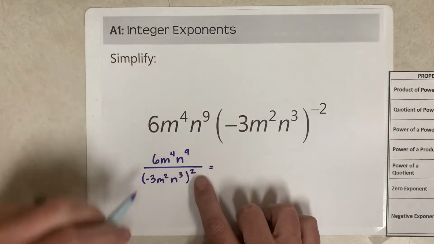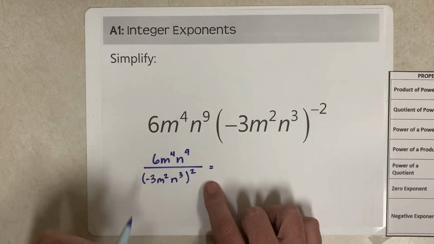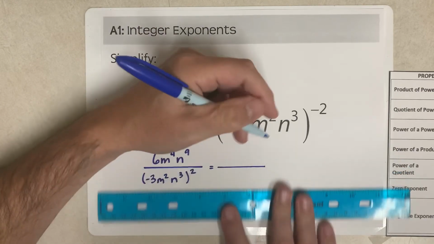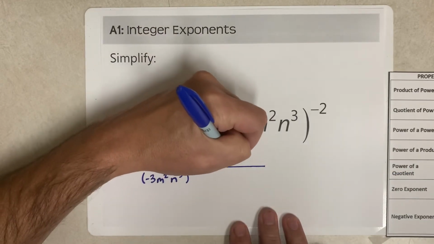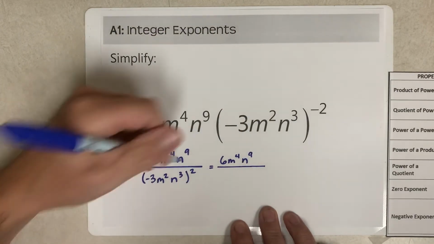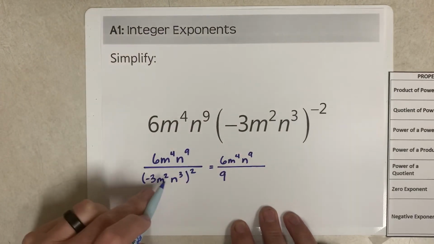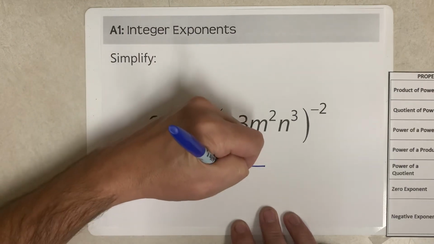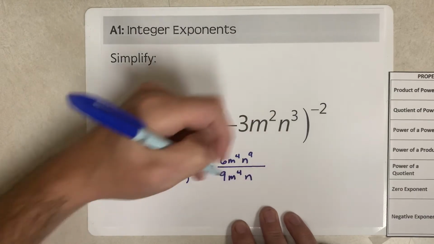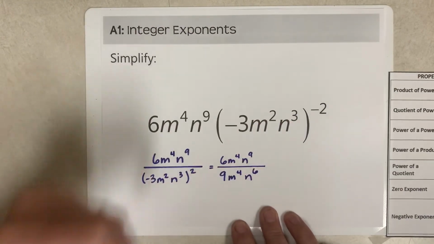In my next step, I'm going to go ahead and distribute that 2 to everything. Now my numerator is still the same. It's not going to change because I'm not going to worry about that. 6 m to the 4th n to the 9th. Negative 3 squared is 9, positive. M squared squared is m to the 4th. N cubed squared is n to the 3 times 2 is 6.